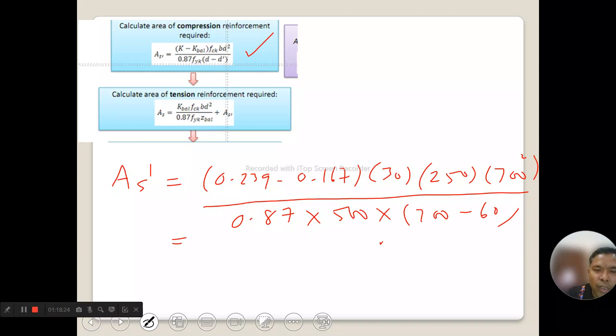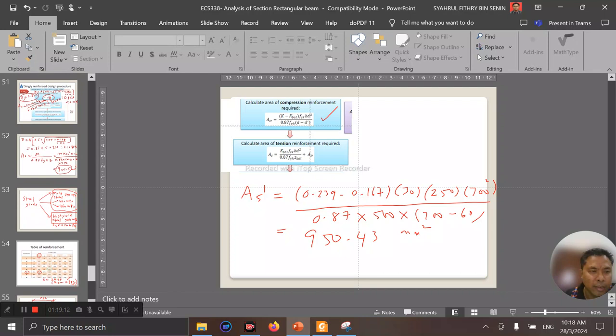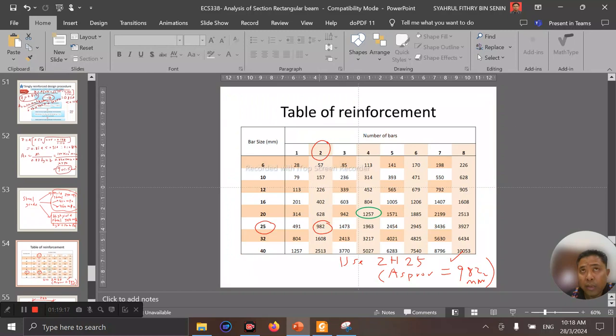So kita kira 0.239 minus 0.167 multiplied by 30 times 250 times 700 squared. All of that will be divided by 0.87 times 500 times another 700 minus 60. So the area will be 950.43. Okay. So di sini nanti saya kena tentukan berapa bilangan bar, iaitu minimum 2 biji, and then berapa diameter bar. So kita kena tengok table tadi. Table yang inilah. 950. So maksudnya saya boleh gunakan 2 batang lah 25, sebab dia 950 kan. So saya boleh pakai 2 batang besi untuk diameter 25.